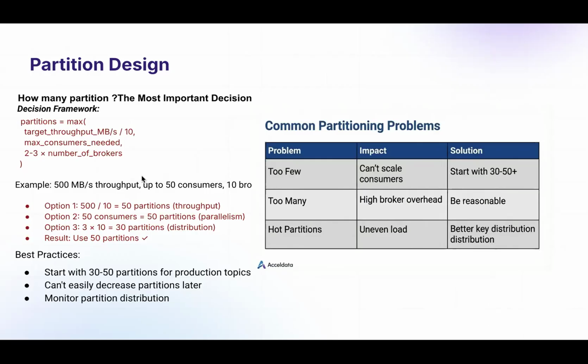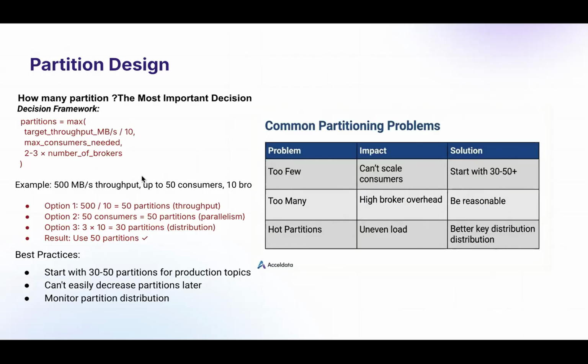Let's work through an example. Say you need 500 MB per second throughput, might scale to 50 consumers, and have 10 brokers. Option 1 is 500 divided by 10, so we have 50 partitions. Option 2 is 50 consumers equals 50 partitions. Option 3 is 3 times 10 equals 30 partitions. The maximum is 50, so you can use 50 partitions.